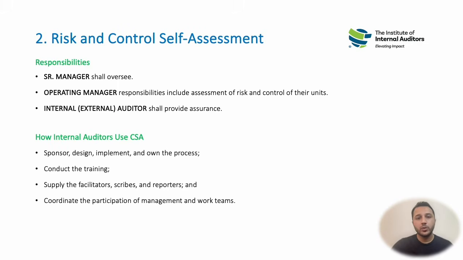Who is responsible for what under CSA? The senior management obviously is responsible for overall oversight of the entire CSA program. The operating managers, basically those who are involved in that operation, are there to assess the risk and controls within their processes and brainstorm to come up with any improvement within their processes. Internal or external auditors. External doesn't mean here the statutory auditors, but rather the outsourced internal auditor. The internal auditors are there to provide assurance.